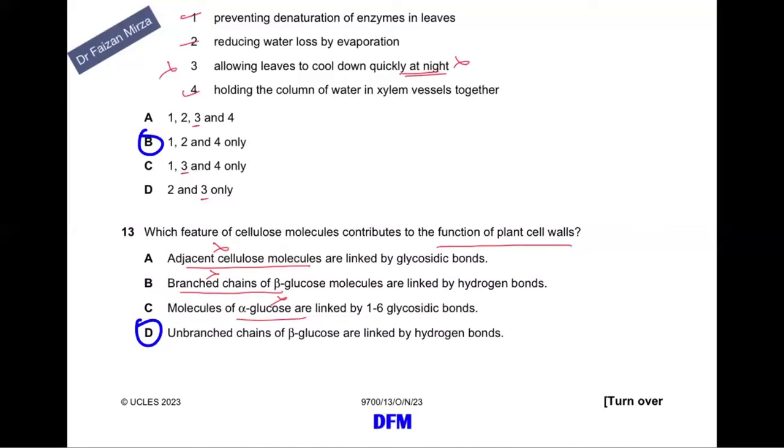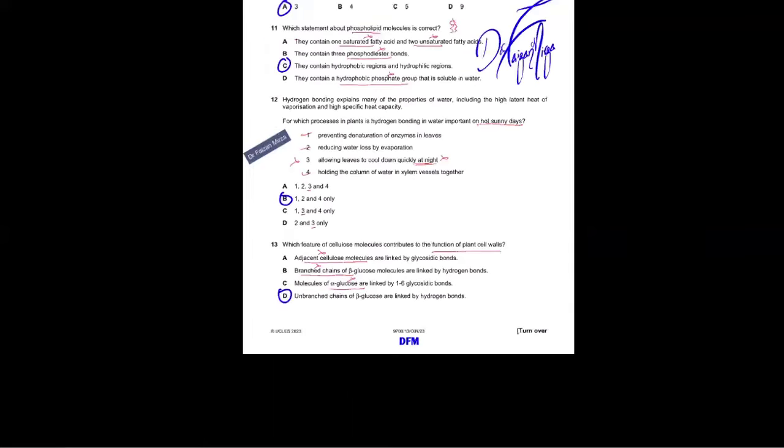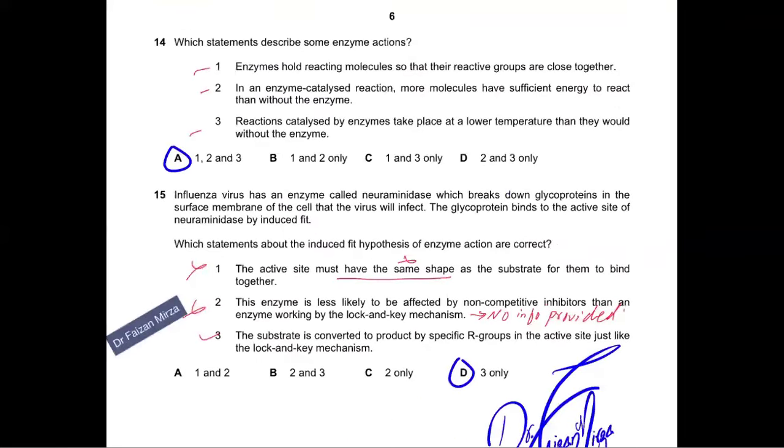Branched chains of beta glucose molecules are linked by hydrogen bonds. No, cellulose is not branched. Plus, they are saying branched beta glucose. Anyhow, students have this habit of mixing words, so they play with these tricks. Molecules of alpha glucose are linked by glycosidic bonds. No, alpha glucose is not there. Unbranched chains of beta glucose are linked by hydrogen bonds. Yes, that's possible. That's actually how it happens.